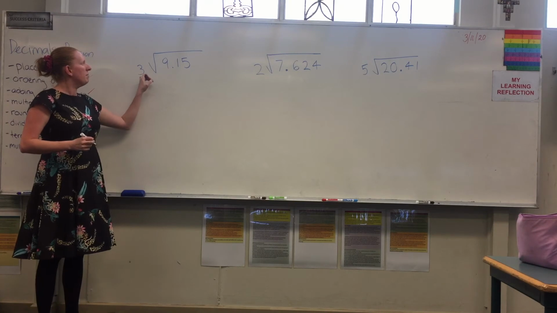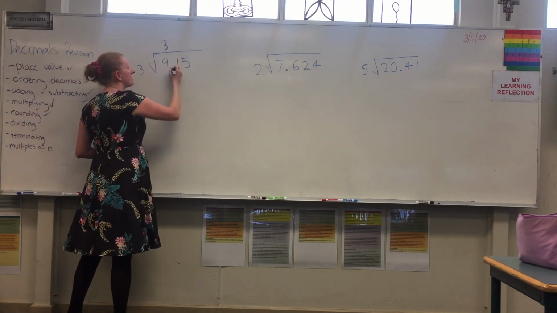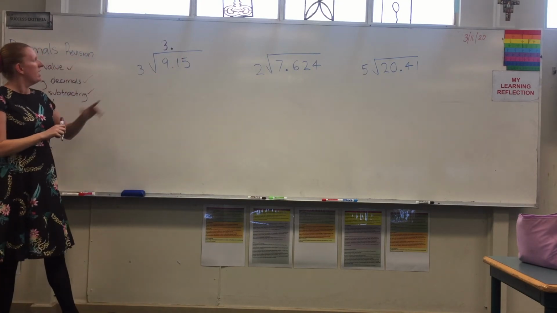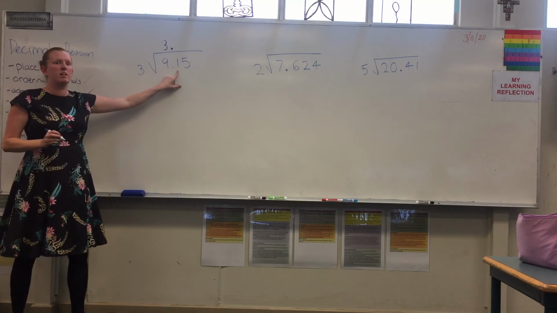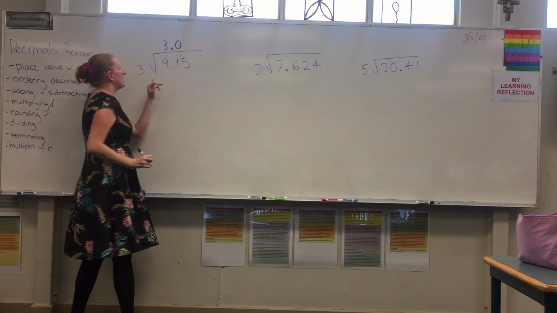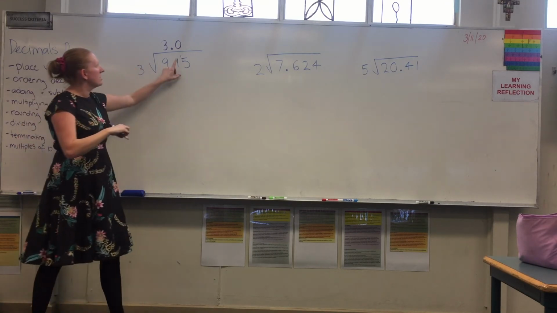So how many 3's fit into 9? 3. Next up I've got a decimal place, so I carry that there and put it in the exact same spot. How many 3's go into 1? 0. You can't do that, so I have to put a 0. Carry my 1 down here. How many 3's fit in 15? 5. Yeah, 2 now becomes a 15.